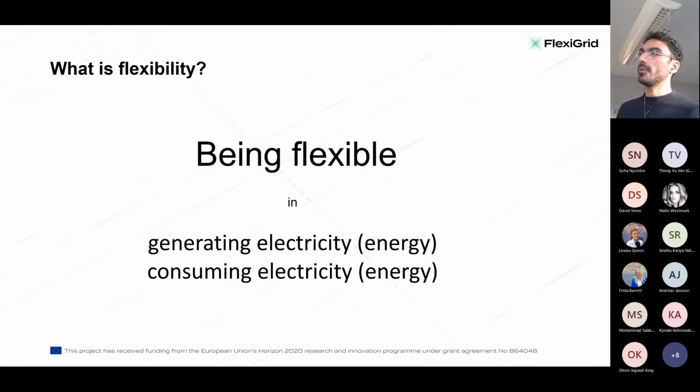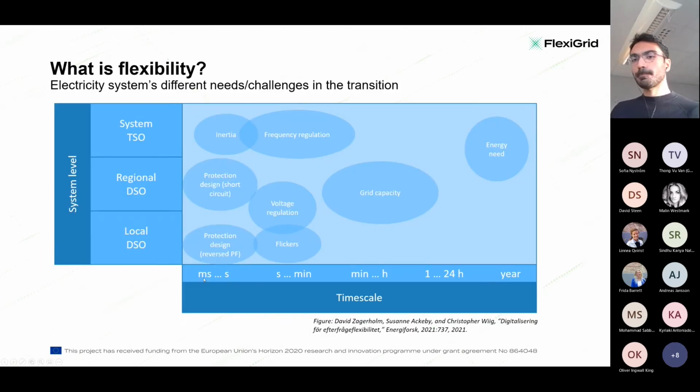What is flexibility? The very simple explanation that I could think of is to be flexible in generating electricity and/or consuming electricity. It can also be energy, like if we have another energy carrier than electricity, but eventually being flexible in generating or consuming. To open up further the question of what is flexibility, I found this figure very useful.